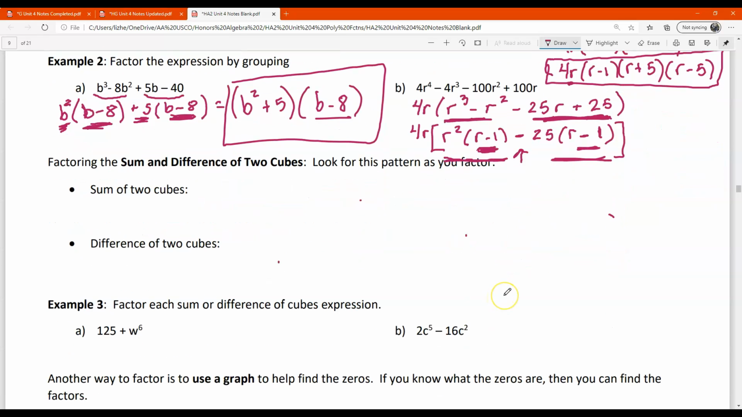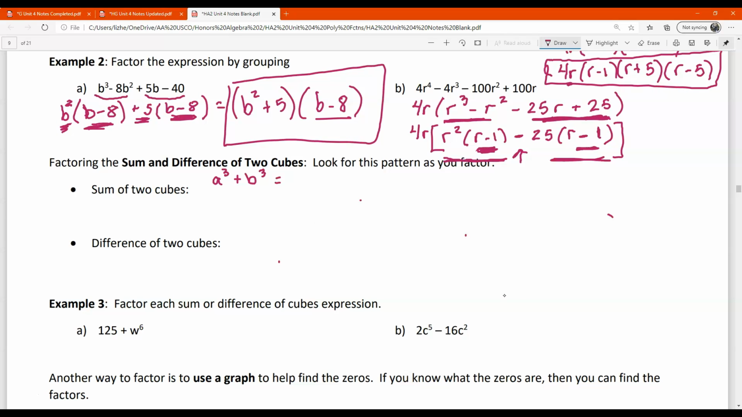This is another pattern you want to look for. I believe you've learned this before, but we were going to go over it. So the sum of two cubes is this. We have a cubed plus b cubed, the sum of two cubed numbers. That is going to factor to a plus b, a squared minus ab plus b squared. That is a factoring pattern that you want to memorize.